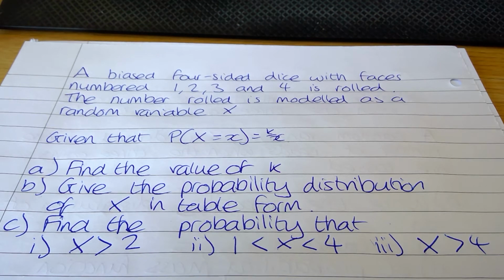Okay, so another statistical distribution example. We've got a biased four-sided dice with faces numbered 1, 2, 3, and 4. It's rolled, and the number rolled is modelled as a random variable X. We're given that the probability of X equaling x, as in the random variable equaling a specific number, is equal to k over x. Then we're going to find the value of k. We're going to write out the probability distribution of X in table form, and then use that to find some probabilities at the end as well.